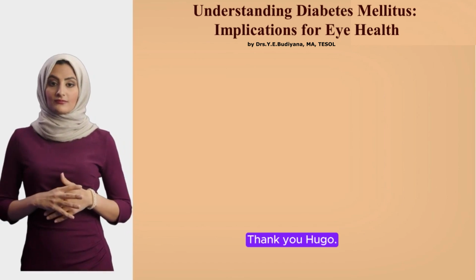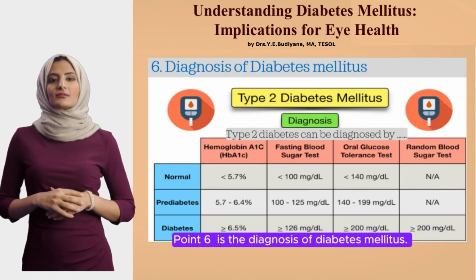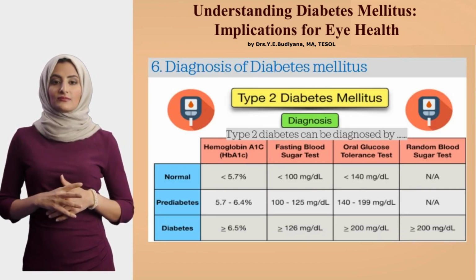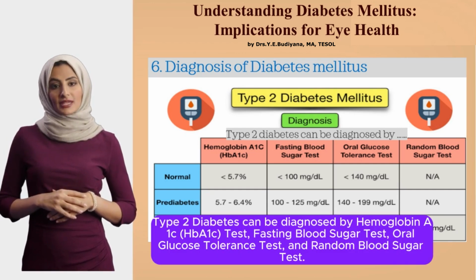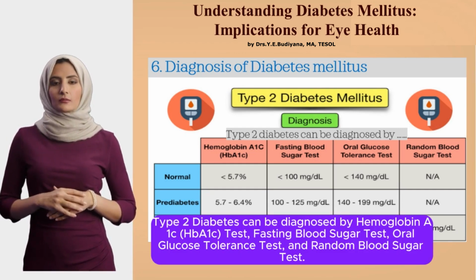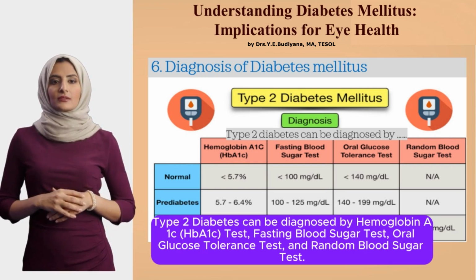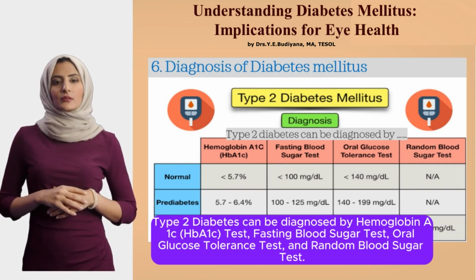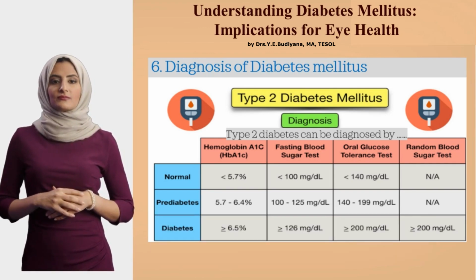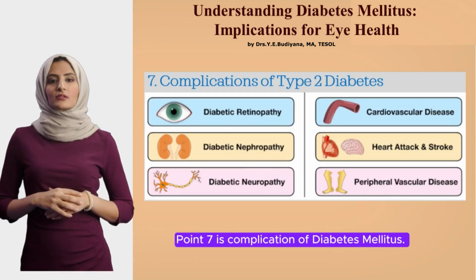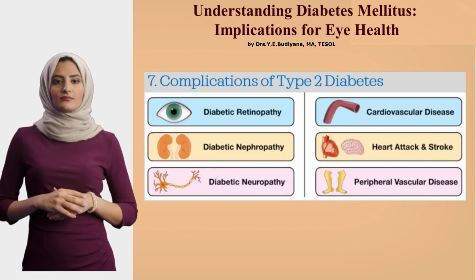Thank you, Hugo. Point 6 is the diagnosis of diabetes mellitus. Type 2 diabetes can be diagnosed by hemoglobin A1C, HbA1c, test, fasting blood sugar test, oral glucose tolerance test, and random blood sugar test. Point 7 is complication of diabetes mellitus.